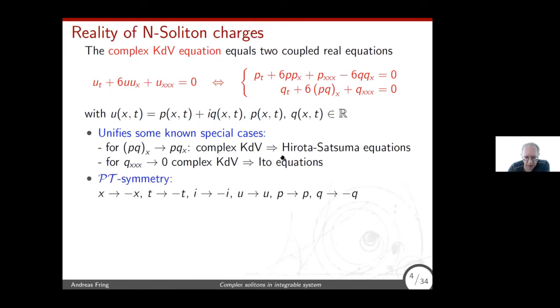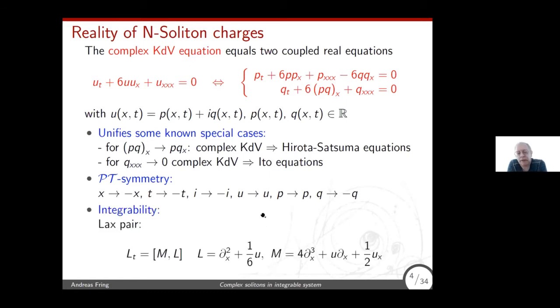All these systems, this general system, have, of course, in common that it is PT symmetric. Here is the PT symmetry written down for the components p and q. Crucially, for this system, this isn't always true. If you deform it, this is no longer true. But in this system, we can make use of the fact that it's integrable. Here we can write down an explicit Lax pair, and once you have a Lax pair, it's established that your system is integrable.